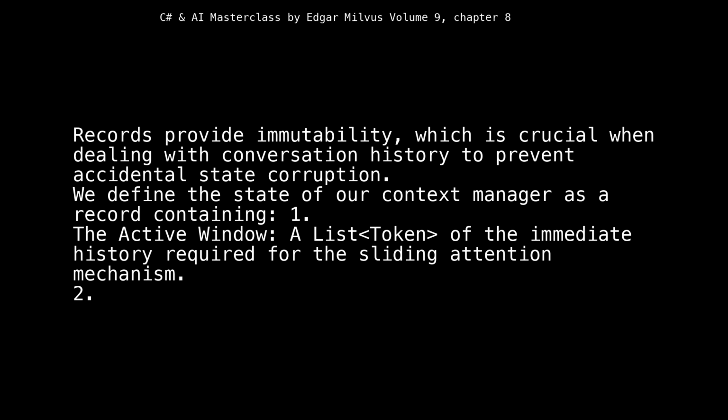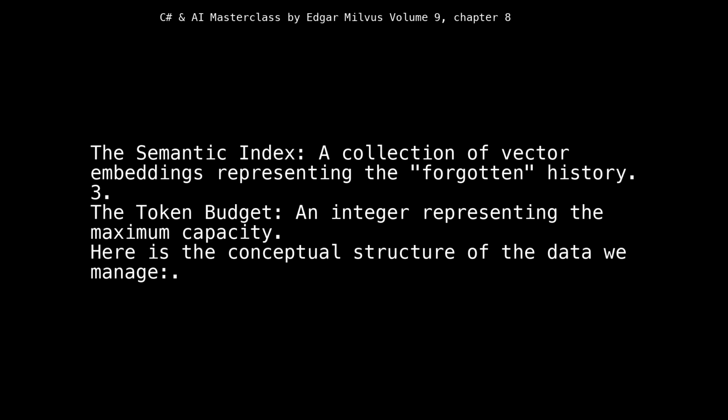We define the state of our context manager as a record containing: 1. The active window, a list of tokens of the immediate history required for the sliding attention mechanism. 2. The semantic index, a collection of vector embeddings representing the forgotten history. 3. The token budget, an integer representing the maximum capacity. Here is the conceptual structure of the data we manage.